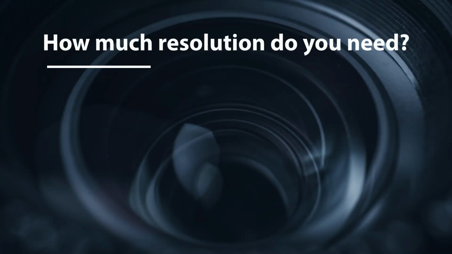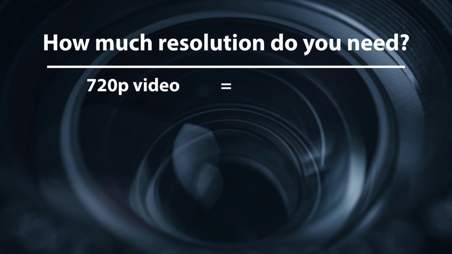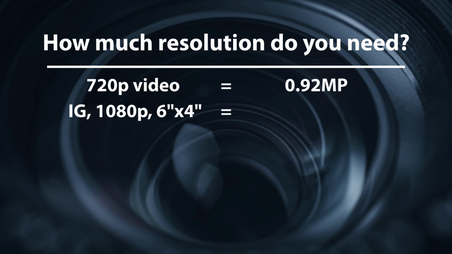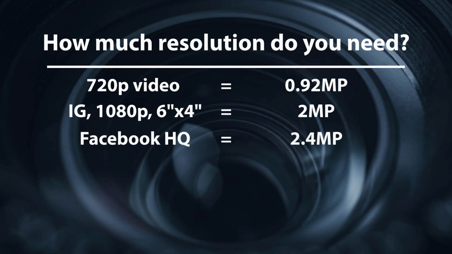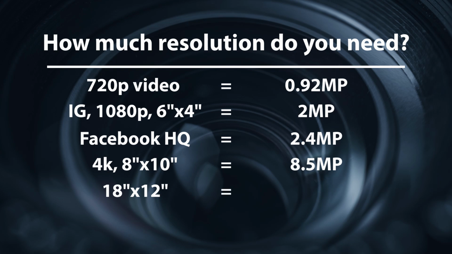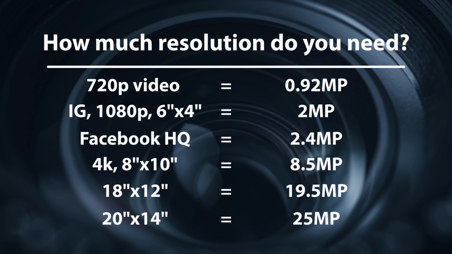Next up, throughout a lot of this video, it's very important to bear in mind how sharp do you really need for your photos or for your content. So to give you an idea of how sharp you need, if you're just shooting 720p video, that's less than 1 megapixel worth of resolution required. Instagram, 1080p video, a 6x4 print, that's roughly 2 megapixels. Facebook, if you upload at the highest quality, comes in at about 2.4 megapixels. 4K video and an 8x10 inch print is roughly 8.5 megapixels. An 18x12 inch print is 19.5 megapixels worth of resolution. And a 20x14 inch print is roughly 25 megapixels worth of resolution. All of this is without enlarging your prints and editing, but the reason I point this out is to give us an idea of benchmarks of what kind of resolutions we are aiming for.